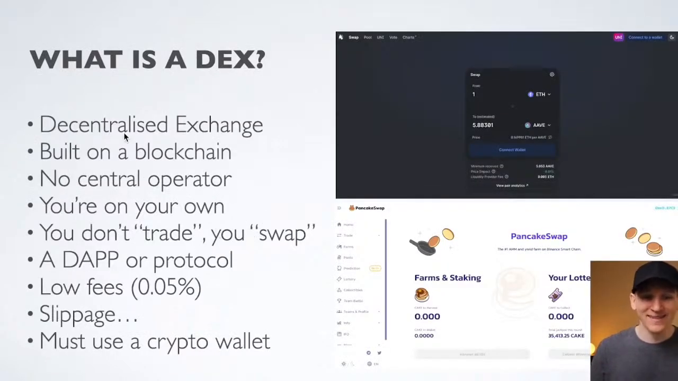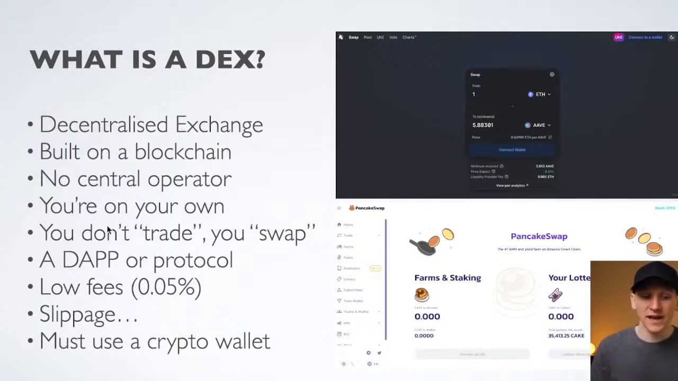Well, a DEX is a decentralized exchange, meaning that it's essentially just a bit of code and that's it. When you have a centralized exchange, then that is actually a company that provides exchange services and liquidity. It provides you all the systems for people to go and trade with each other. A decentralized exchange is just a bit of code on a blockchain. It has no central operator and you're on your own 100%.